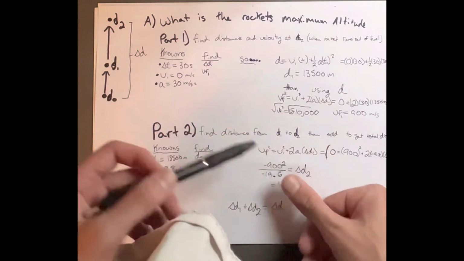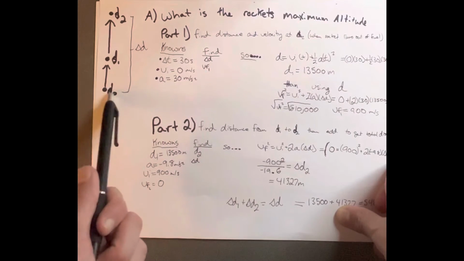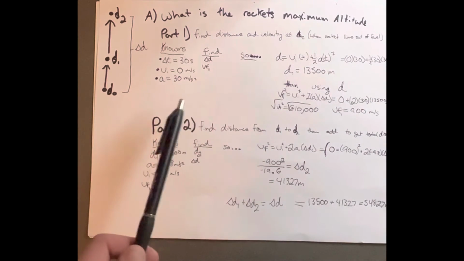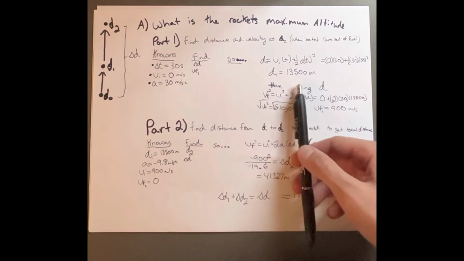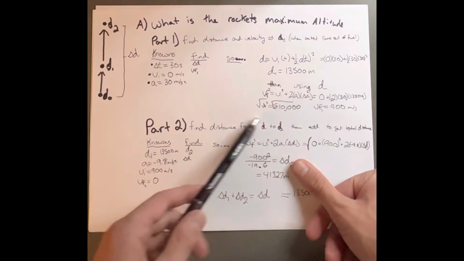So for part A, we want to find the distance and velocity from here to here. We're going to use the kinematic equation to find this distance using our initial velocity, which is just 0 because that's at rest, plus 1/2 acceleration times time squared, acceleration being 30 and our time being 30 seconds, and that comes out to be 13,500 meters. So our distance from here to here is 13,500.